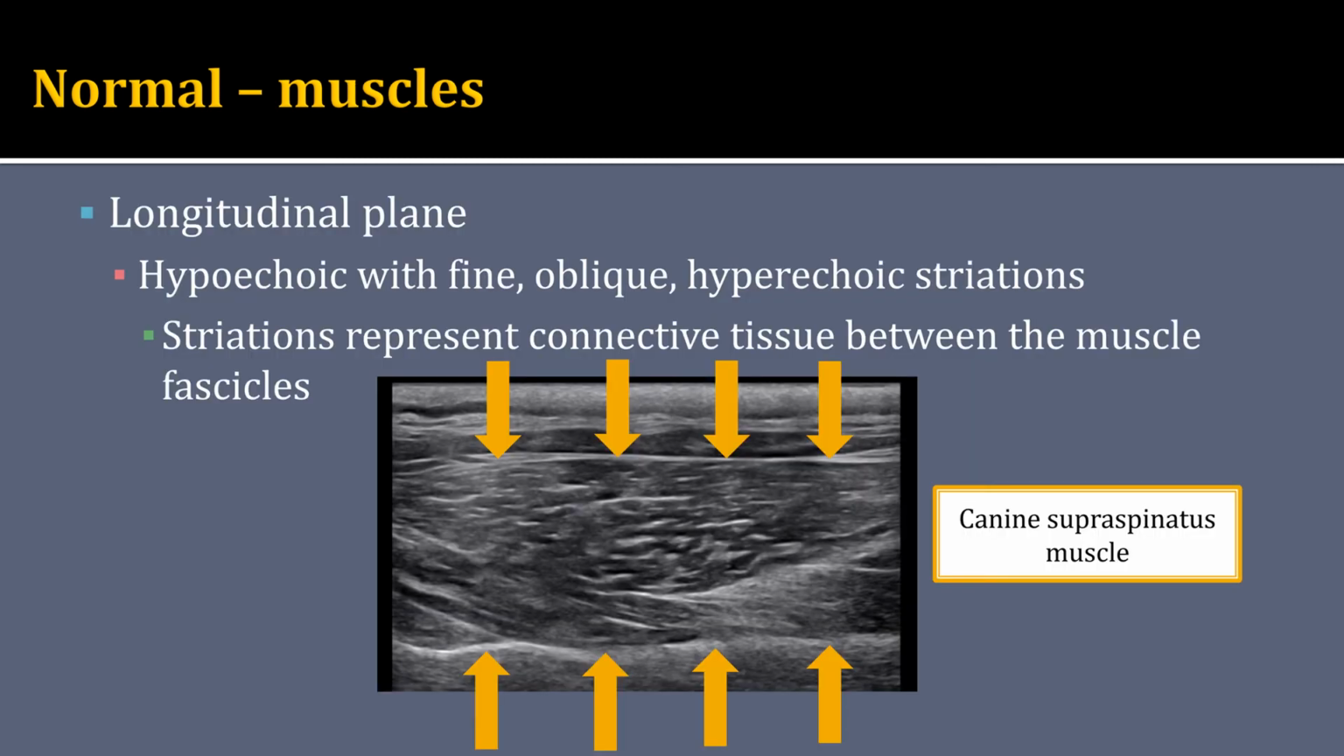Now, if we take a look at muscle, in the longitudinal plane, the background of muscle is hypoechoic, and then there will be fine oblique hyperechoic striations that are noted within that hypoechoic background, which represent connective tissue between our muscle fascicles. Again, the muscle is hypoechoic. And then the outer margin of the muscle, as depicted by the orange arrows here, will also be hyperechoic because that's the fascia. So this is an example of the supraspinatus muscle in longitudinal plane in a dog.